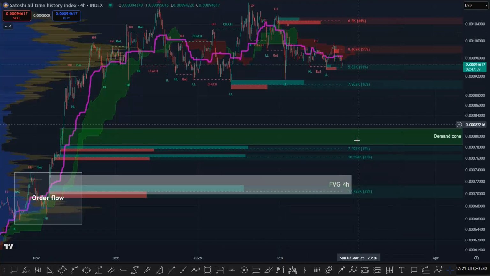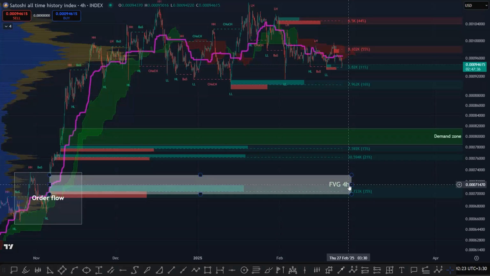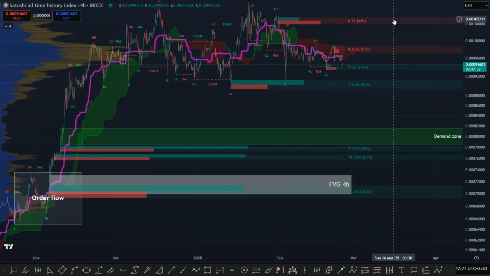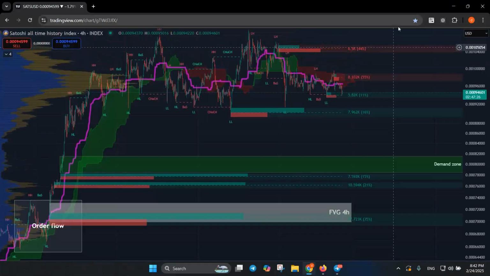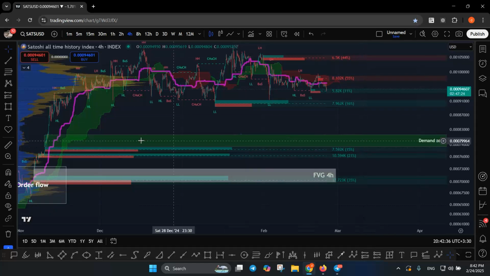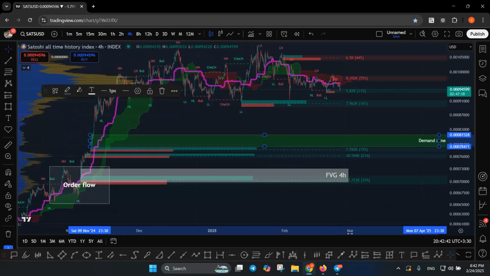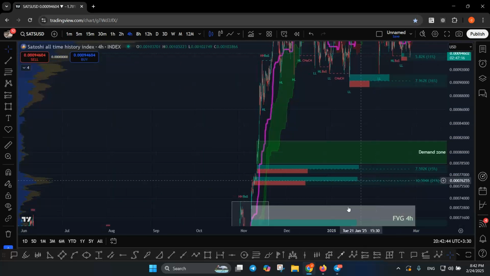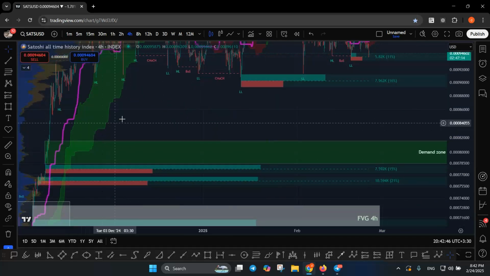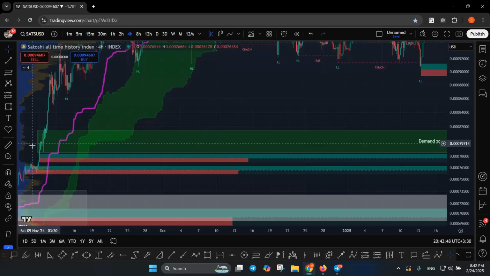And before touching the right solid ground, we will bounce to the upside, and probably we will go to test $1,440,000. So my bets are on this zone. I mean, 78 to $81,000. We have an order block and demand zone in this level.